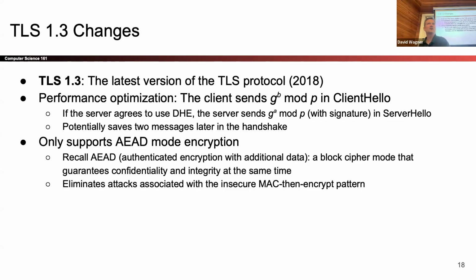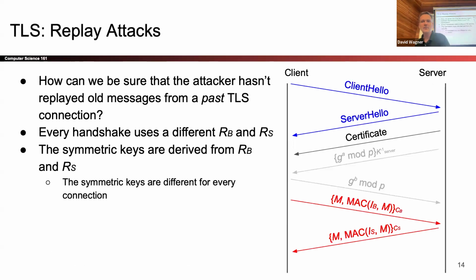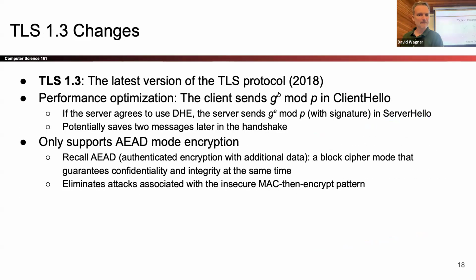Today, everyone uses TLS 1.3, which has some slight improvements over what I've shown here. I showed you this scheme with a couple of back and forths. It turns out the G to the B mod P message can actually be sent right at the very start. It doesn't depend on anything before it, and so it can be sent right after the client hello. And anytime someone is sending two messages right after each other, they can be coalesced. So the G to the B can be included in the client hello. That actually reduces half a round trip time, or reduces the latency just a little bit.